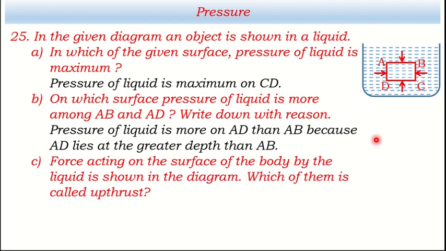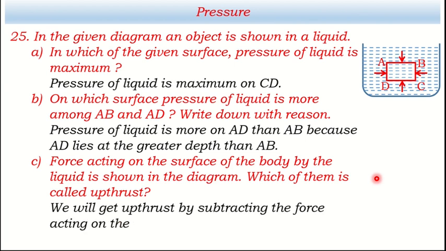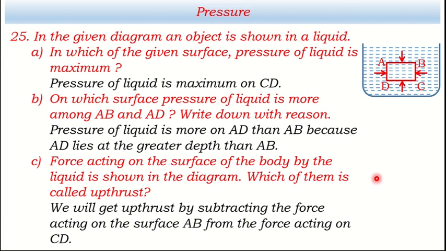Now let's have another question. Force acting on the surface of the body by the liquid is shown in the diagram. Which of them is called upthrust? Here the force acting is shown with the help of these arrows from all the sides. We cannot say that this one particular force is upthrust. We have to say this way: if we reduce the force acting on AB from the force acting on CD, then we'll get upthrust. That's why we can write this way: we'll get upthrust by subtracting the force acting on the surface AB from the force acting on CD.